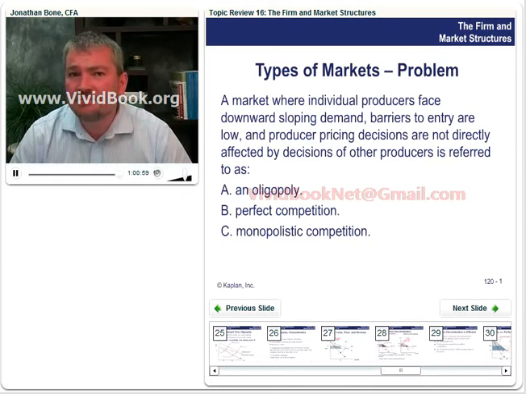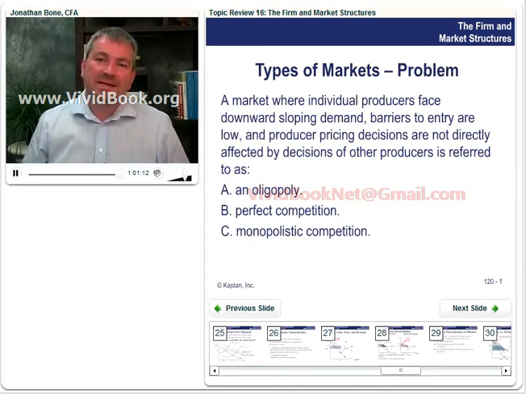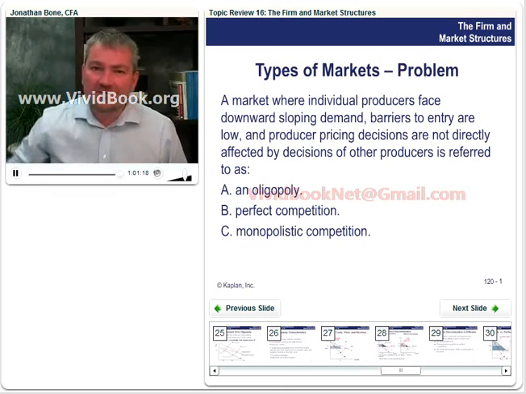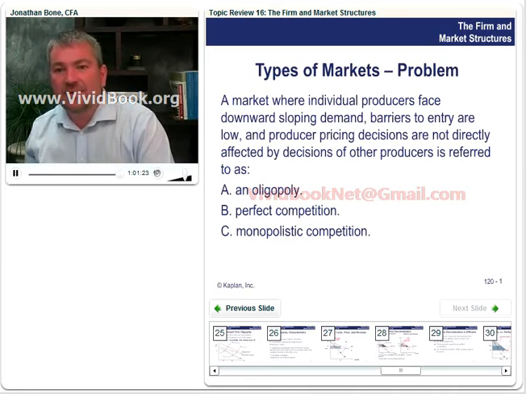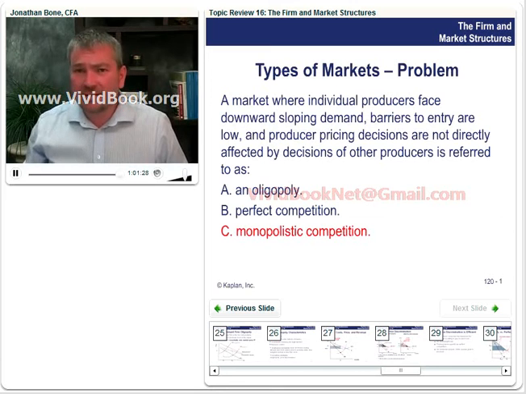Perfect competition? Well, again, it's not going to be perfect competition. Barriers to entry are low. Well, that would be fine for perfect competition. Pricing decisions are not affected by pricing decisions of others. That would be fine. The problem is downward sloping demand curve. Perfect competition is perfectly elastic and therefore horizontal. So our answer therefore has to be C by a process of elimination, monopolistic competition: downward sloping demand curve, still pretty elastic though, low barriers to entry, so it can't generate economic profits in the long run.